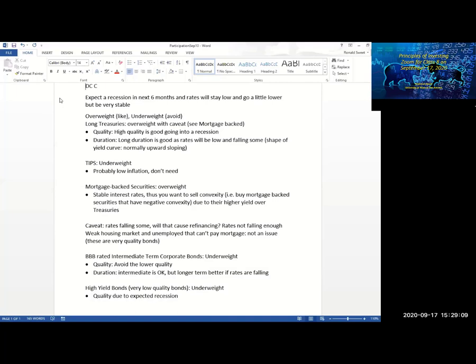I probably won't give you a scenario where interest rates fall a lot and then they're stable. That would be a strange scenario. Usually if interest rates are rising or falling a lot, they're volatile. Those two things go together.